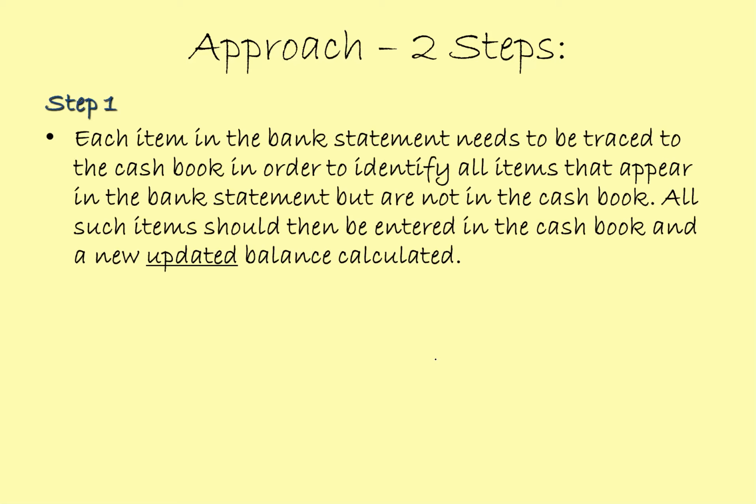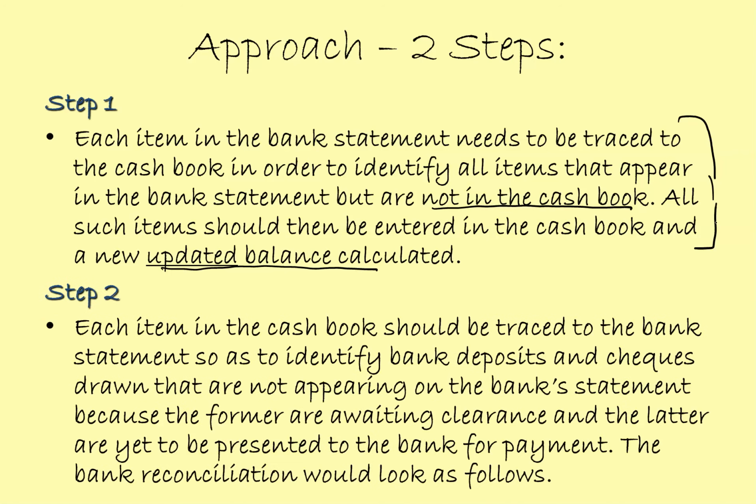So, we're going to have a two-step approach to doing our bank reconciliation statement. Step 1. Each item in the bank statement needs to be traced to the cash book in order to identify all items that appear in the bank statement but are not in the cash book. All such items should then be entered into the cash book and a new updated balance calculated. So basically, in step number 1, we're looking at things that appeared in the bank statement that we didn't know about, and we are updating and correcting our own cash book, i.e. our own bank account in our ledger account.